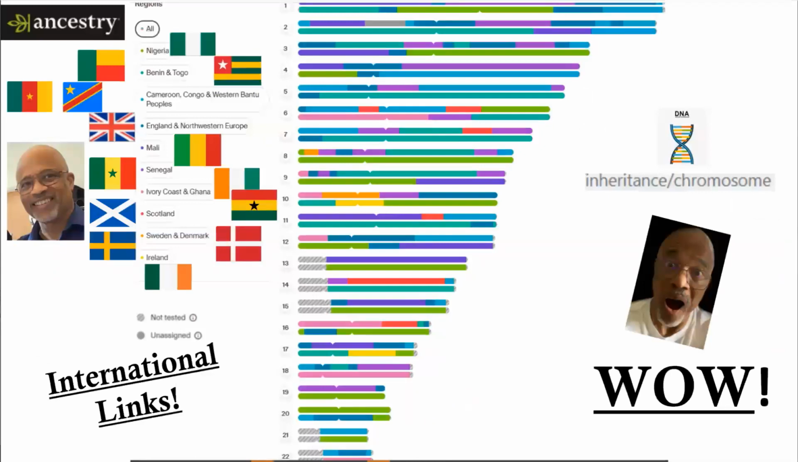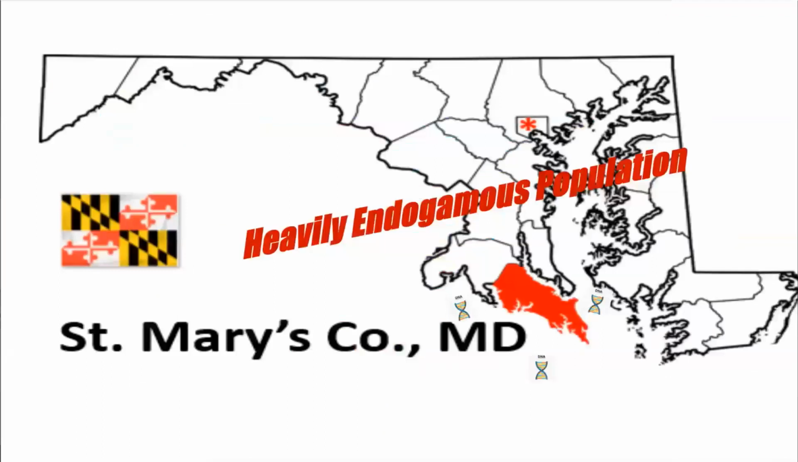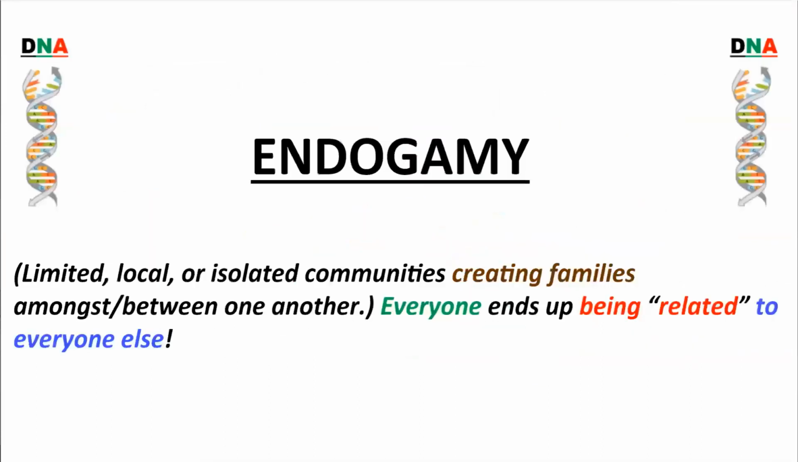I have a lot of international connections. I'm also from a heavily endogamous place called St. Mary's County in Southern Maryland. Endogamy is a situation where over many, many generations, many lines, you end up being related to everyone else.